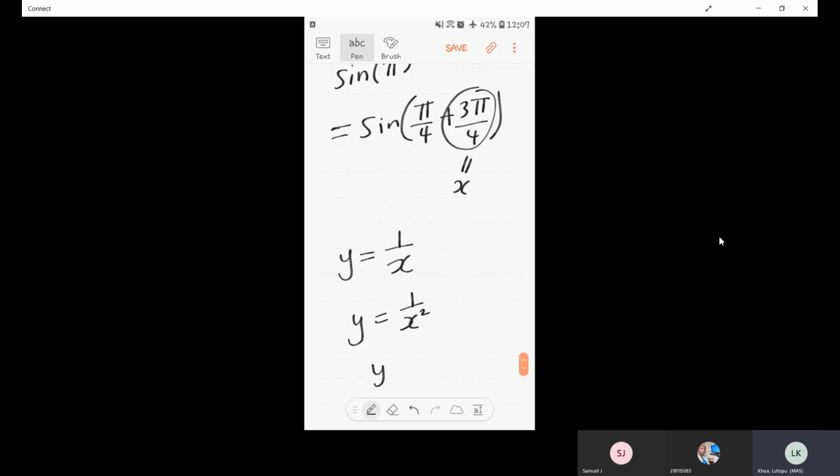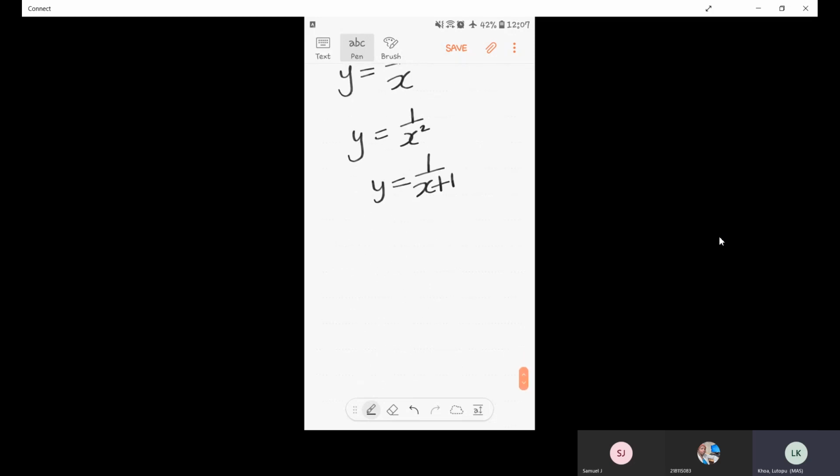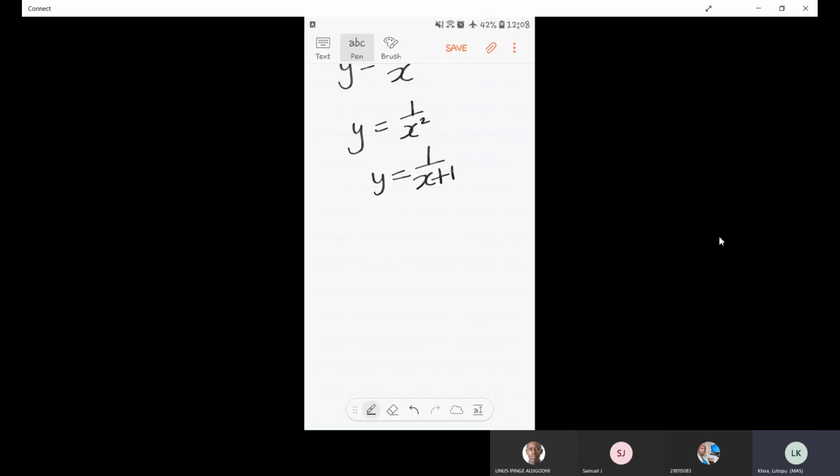But y is equal to 1 over x plus 1, I believe we did something like that. That one you can rewrite as a Maclaurin series. Okay, so that's basically it again. So nothing too complicated. You just need to know how to differentiate.